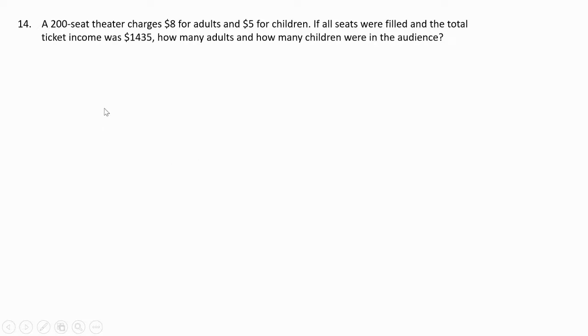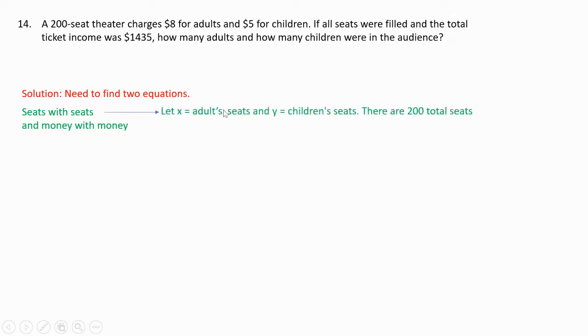Okay. So here, there's a little strategy. We're going to do seats with seats and money with money. So we're going to let x equal the adult tickets and let y equal the children's tickets. The number of adult tickets plus the number of children's tickets or seats must be equal to 200. So it's going to be x plus y equals 200.